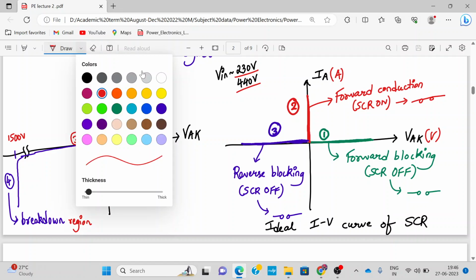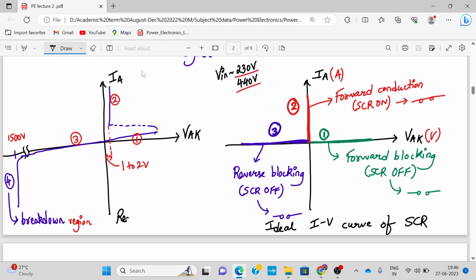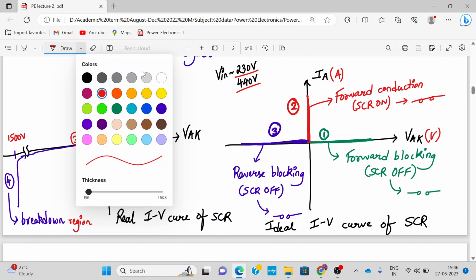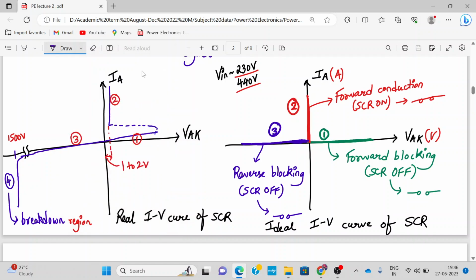So this is my real IV curve of SCR. And for a few lectures, we will be talking about the entire AC to DC converter following the ideal IV characteristics. We'll be talking about the ideal IV curve for the SCR. Using this nature of the graph, we can explain the behavior of the SCR very easily.